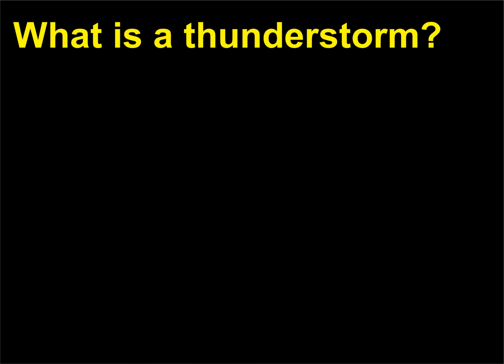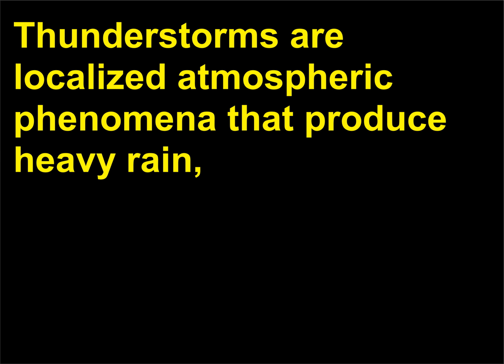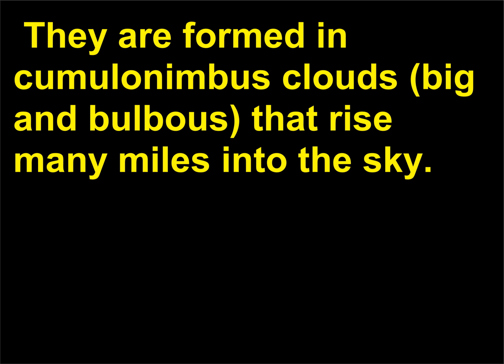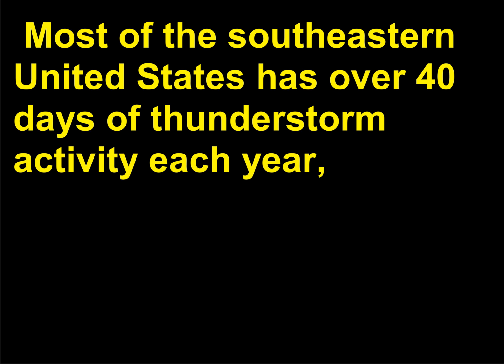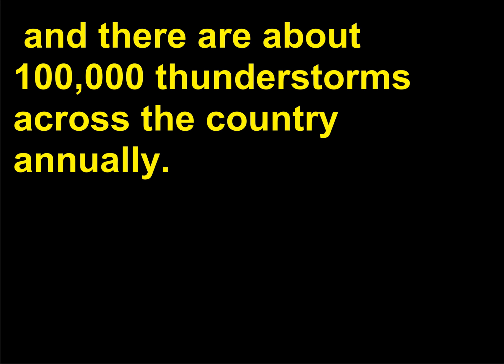What is a thunderstorm? Thunderstorms are localized atmospheric phenomena that produce heavy rain, thunder and lightning, and sometimes hail. They are formed in cumulonimbus clouds, big and bulbous, that rise many miles into the sky. Most of the southeastern United States has over 40 days of thunderstorm activity each year, and there are about 100,000 thunderstorms across the country annually.